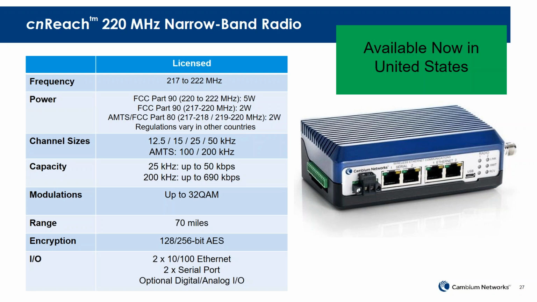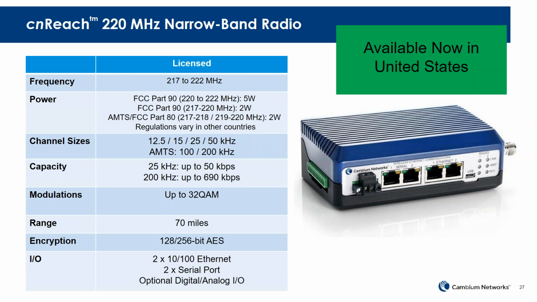The product does support all the bands that John and Bob have been talking about today, 217 to 222 megahertz. We have FCC certifications and grants for both Part 90 and Part 80, and you can see the transmit powers that are available there in various channel sizes from 12.5 up to 50 kilohertz, and then in that AMTS band we can add 100 and 200 kilohertz. So you can start to see the capacity start to build up there.